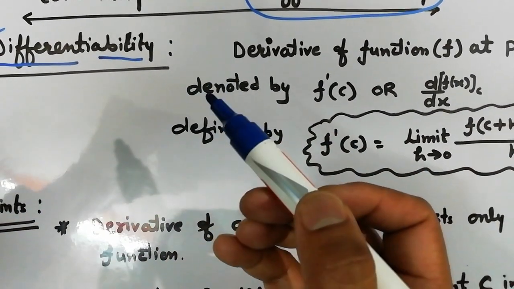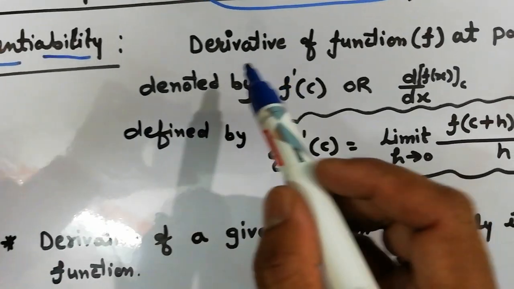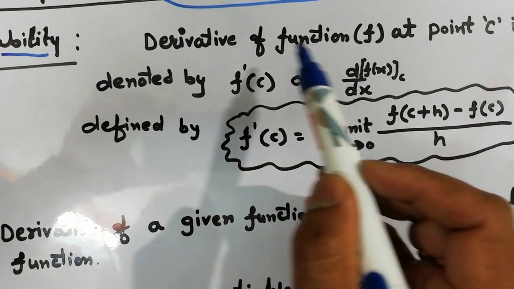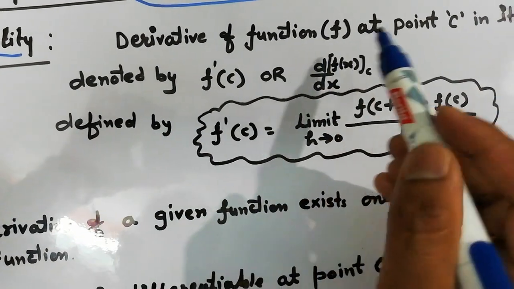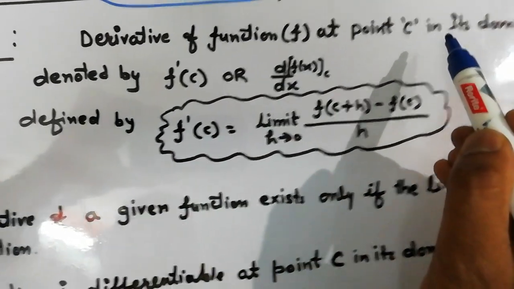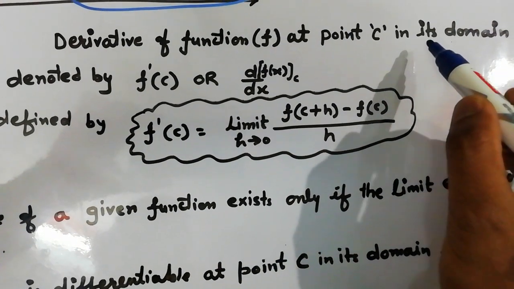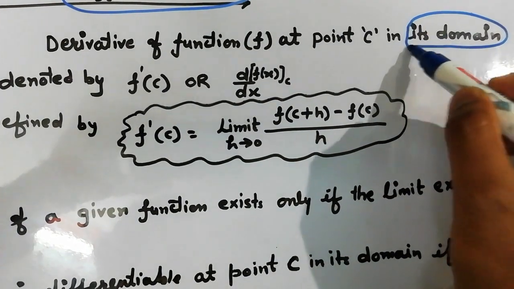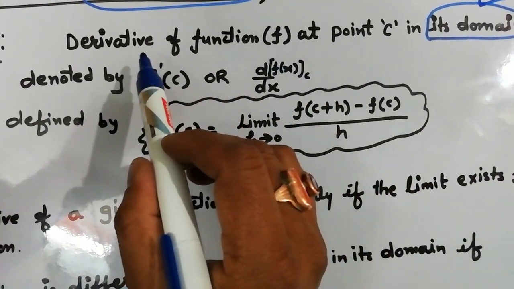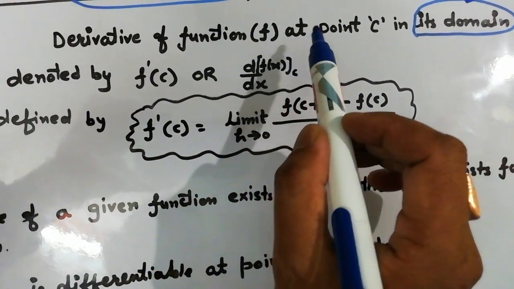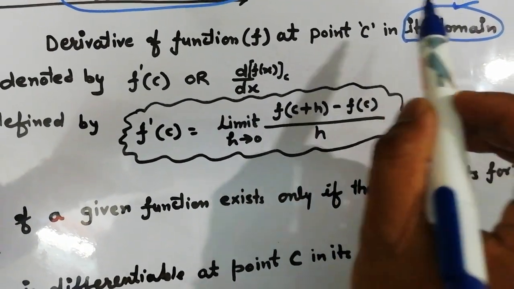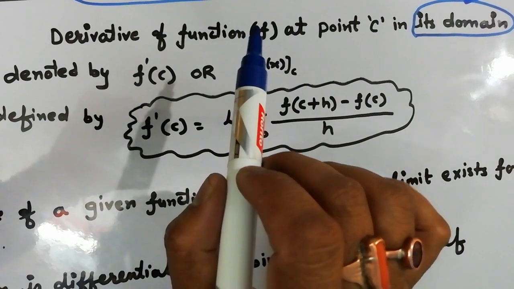What is the definition of this? Differentiability is the derivative of a function at point c in its domain. Here you should note this down: we have to write "in its domain", meaning the derivative of the function at point c, where point c lies in the domain of the given function.